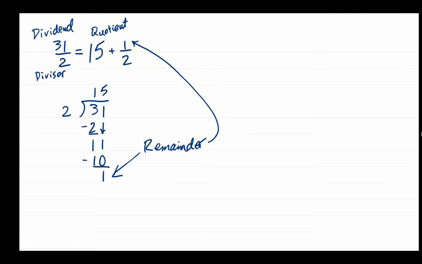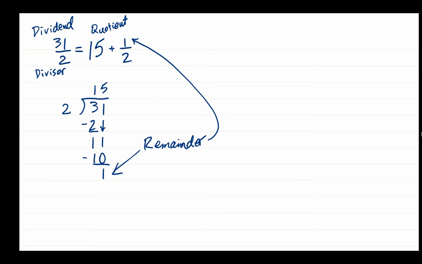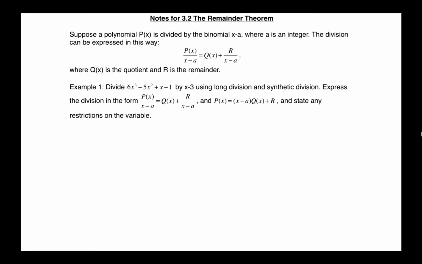All right. So now that we've gone over that numerical example, we can look at how this plays out when we're doing division with polynomials. So let's suppose that we've got p of x, which is being divided by the binomial x minus a, where a is just some integer. Then the division can be represented in this way. P of x divided by x minus a equals the quotient plus the remainder over x minus a. So it's kind of like when we had 31 divided by 2 giving us 15 with a remainder of 1 out of 2.